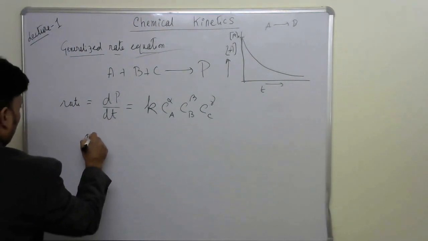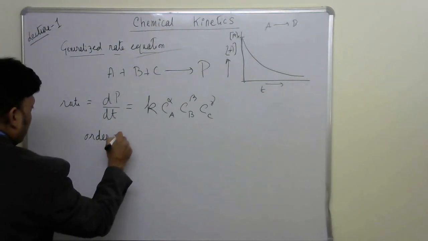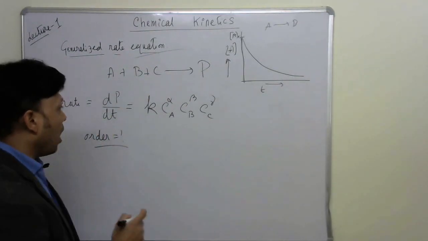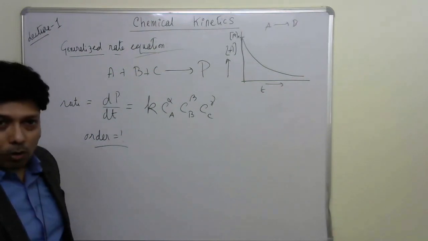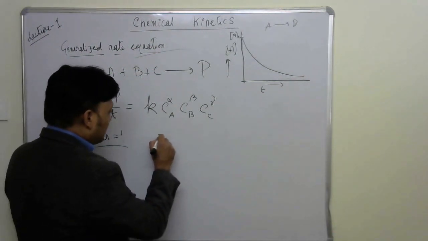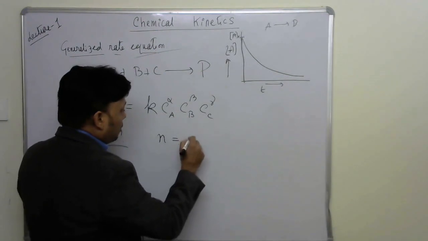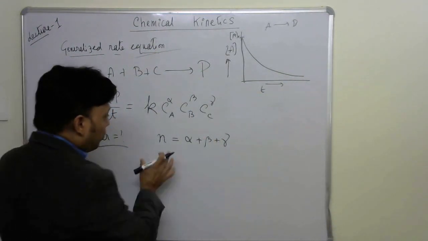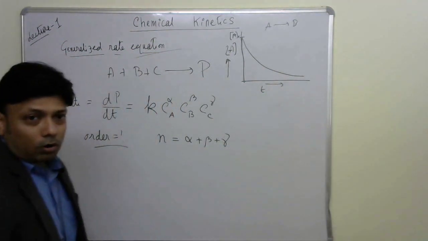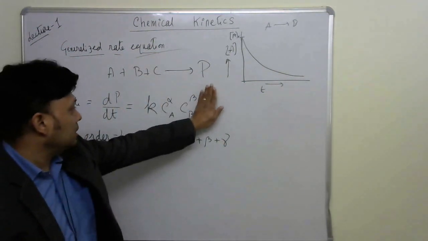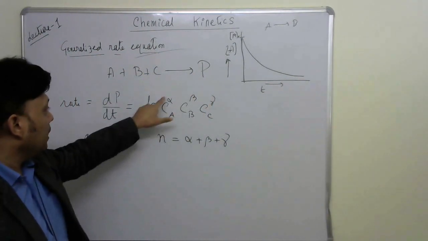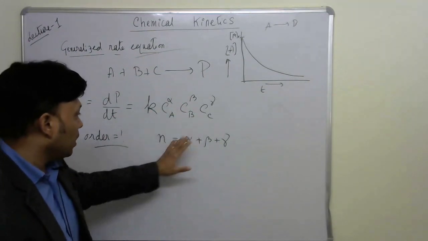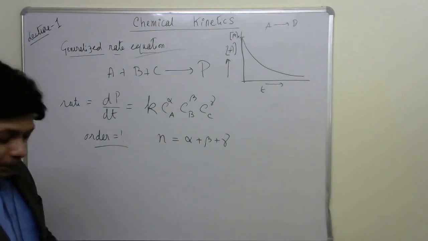So the question is, can we determine the order from this generalized rate equation where alpha, beta, gamma are known? Yes, in that case the order will be the summation of alpha, beta and gamma, the summation of all individual powers, which gives you the overall order of the reaction. For example, if the C term is not there, it is CA and CB, and if one is 0 and the other is 2, the total order would be 2. If this is 1 and this is 1, the total order would be 2.